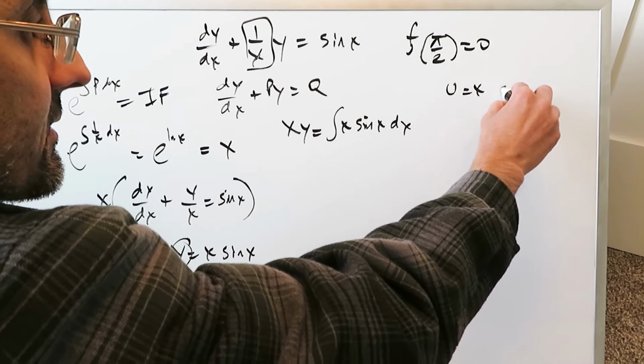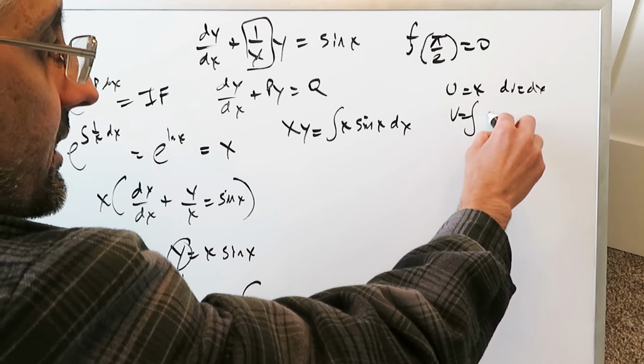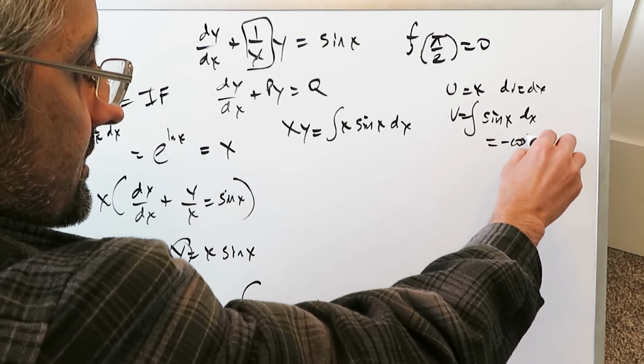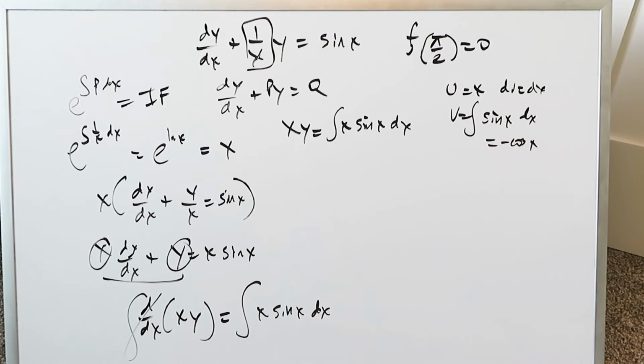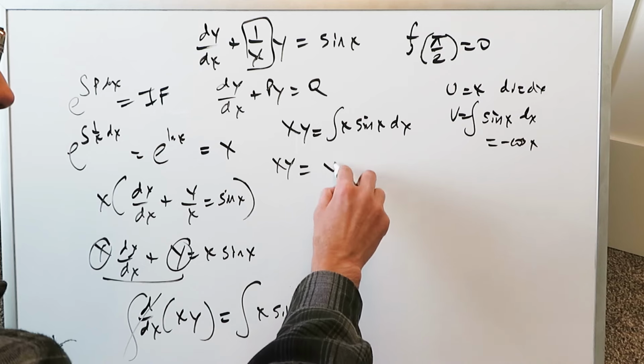u is equal to x, du is equal to dx. v is equal to the integral of sine x dx, which is minus cosine x. You have to bring that in terms of uv minus integral of v du. xy, what's u? It's x. What's v?